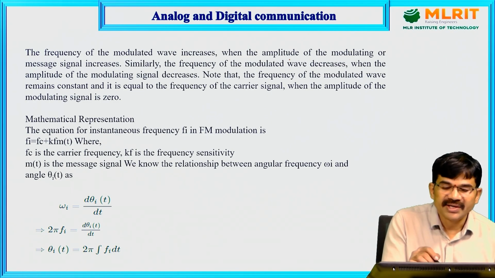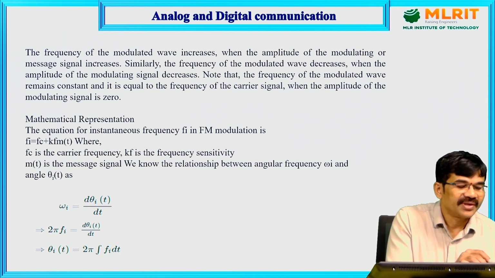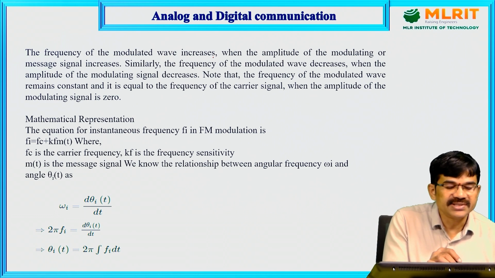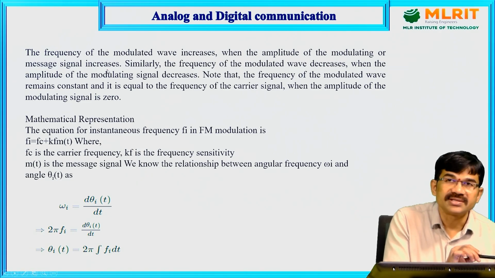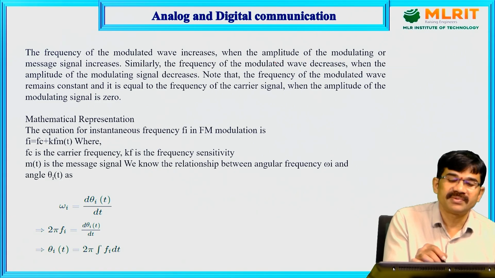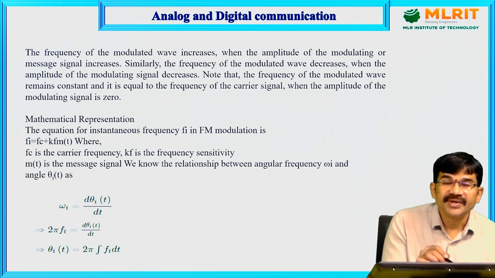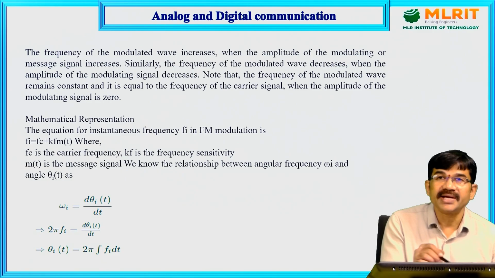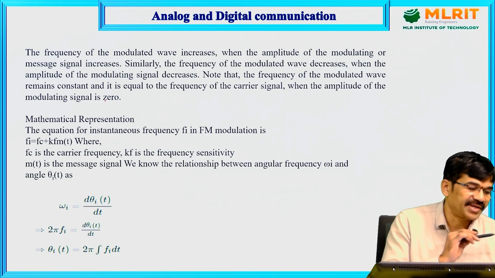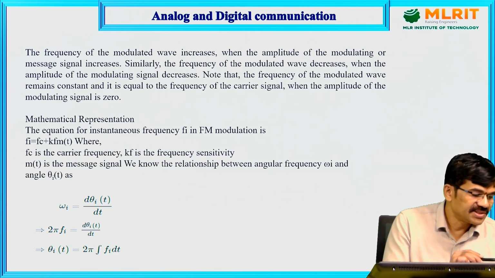Here the frequency of the modulated wave increases when the amplitude of the modulating signal increases. The frequency of the carrier is increasing whenever the amplitude of the modulating signal is increasing, and the frequency is decreasing whenever the amplitude of the modulating signal is decreasing. When the amplitude of the modulating signal is 0, what signal are we transmitting? The carrier signal, Fc, whenever the modulating signal is 0.